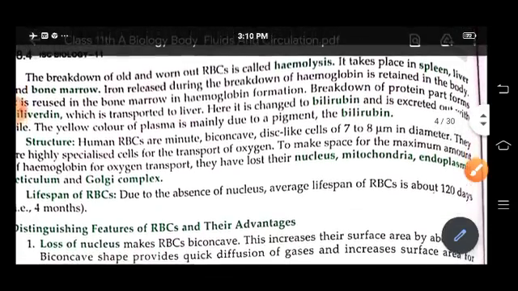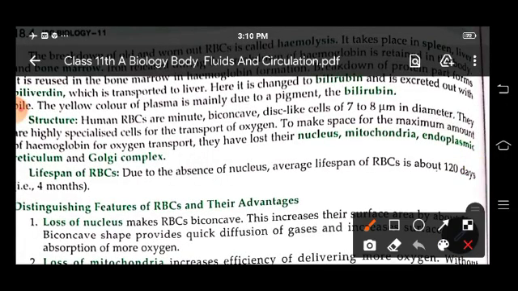Now human RBCs are minute, biconcave and disc-like cells of 7 to 8 micron in diameter. They are highly specialized cells for transport of oxygen. In RBCs, for maximum amount of space, they lost their nucleus, mitochondria, endoplasmic reticulum and Golgi complex. The RBC's lifespan is about 120 days, that is about 4 months.